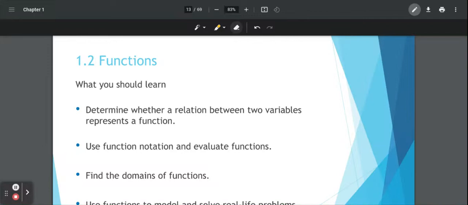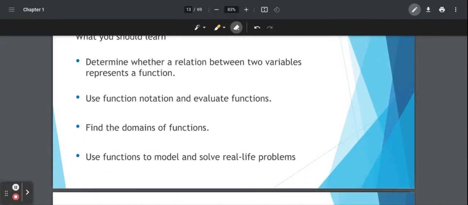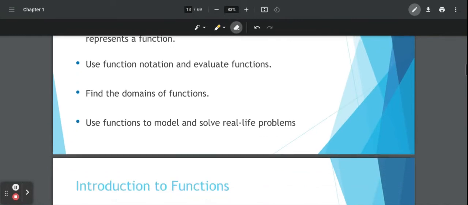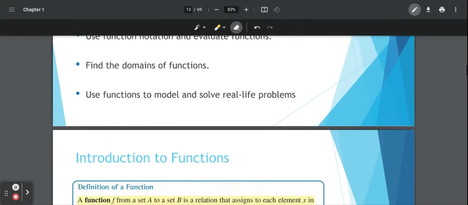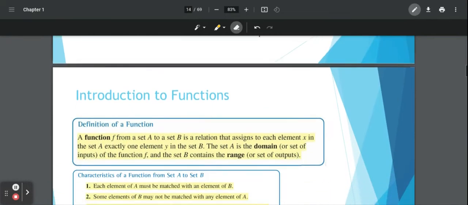In section 1-2, we're going to talk about functions. So what you should learn is to determine whether a relation between two variables represents a function, use function notation and evaluate functions, find domains, and then use functions to model and solve real-life problems.